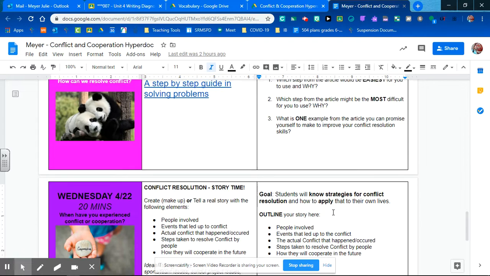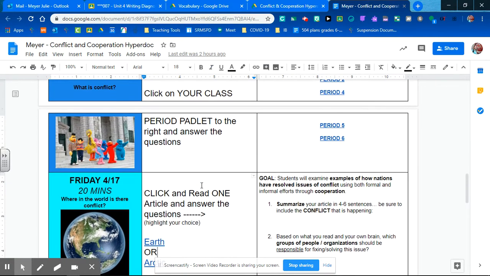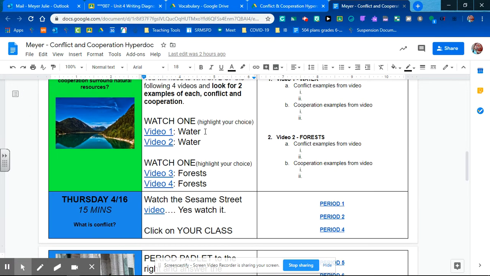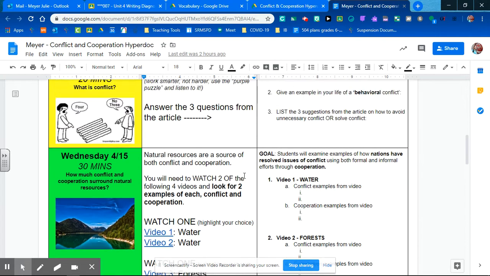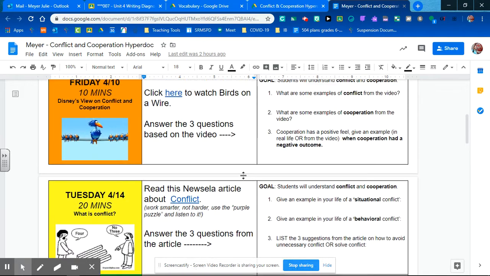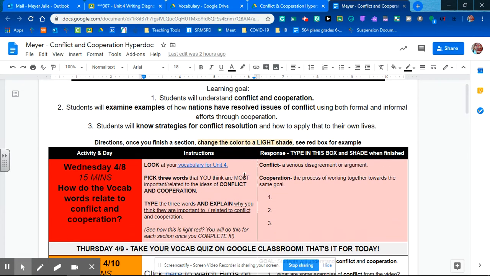So everything we learn about conflict resolution with different problems that we have in the environment, with water, forests, and how countries are either helping or hindering the environment. You're going to learn all about this idea of conflict and cooperation, and that's going to lead us into the last and final part of Unit 4, which is these governmental and non-governmental organizations and how they work together to promote certain things in the world. So that's what we're doing.